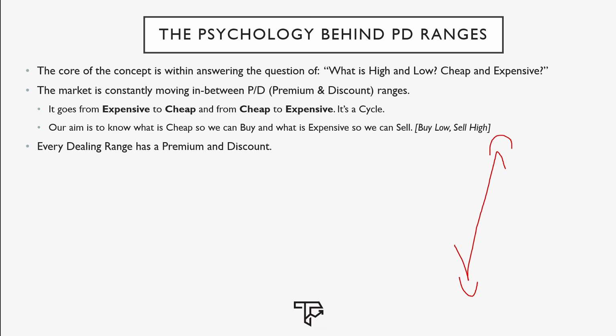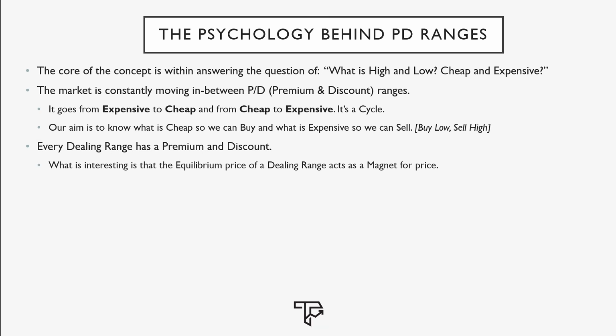And within that premium and discount, we also have something very important that is called an equilibrium level. So that equilibrium price is exactly the 50% of that dealing range. And what I have found out is that this equilibrium price acts as a magnet for price. Because when price is in discount, it is going to be attracted to premium. And when it's in premium, it's going to be attracted to discount. Okay, and pretty much the equilibrium price is the threshold between those two zones. And as I told you, this is exactly why structure is being built. Well, not exactly, but this is just part of it, right?